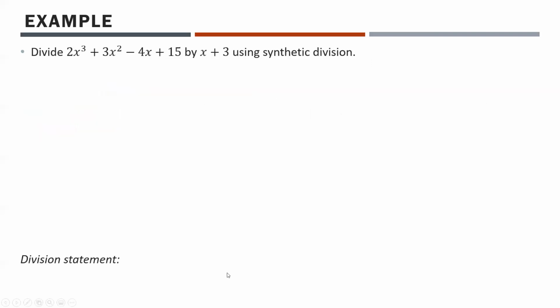So here's a much larger polynomial, 2x cubed plus 3x squared minus 4x plus 15, and we're dividing it once again by a binomial, x plus 3, this time using synthetic division. Here's how this works. Take a look at your big polynomial that you're dividing. First of all, make sure that they're written in proper order of degree of x. So x cubed, x squared, x to the power 1, and then no x at all. That's good. We need it in that order.